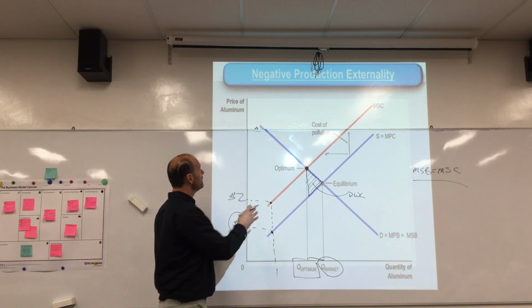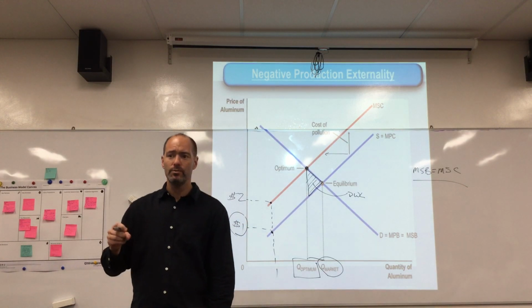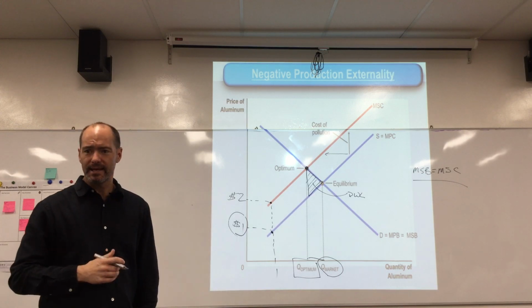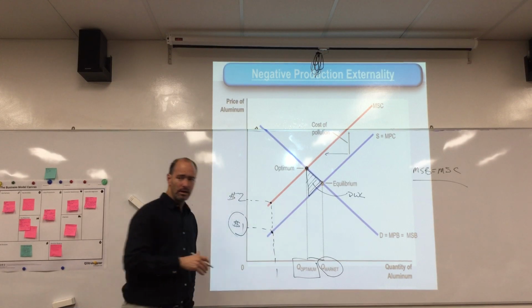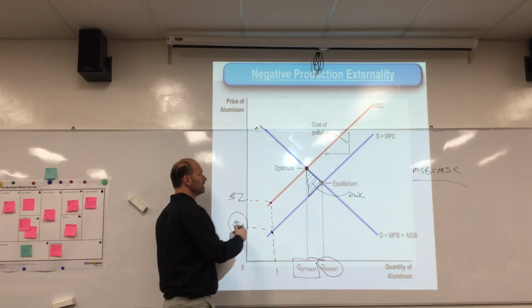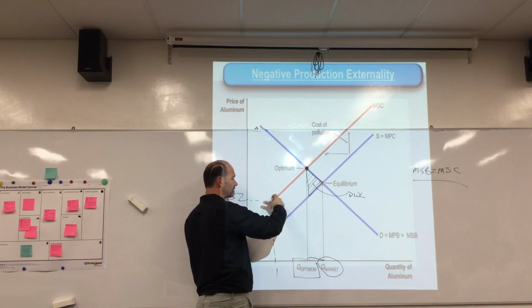So that's a negative externality. On the AP exam, when you get an externality that's negative, as far as I know, its effect is always on the supply side. So you should always represent it on the supply side.